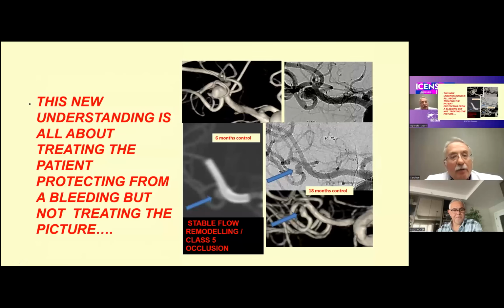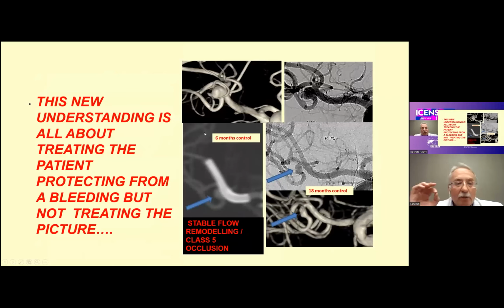So basically, when we have this new understanding, this is all about treating the patient, protecting the patient from a bleeding, but not treating the picture. Again, a wide neck MCA bifurcation aneurysm and trifurcation.